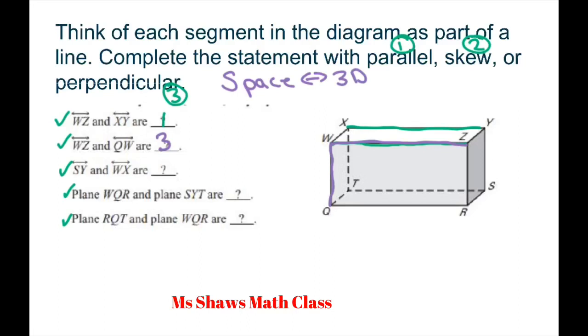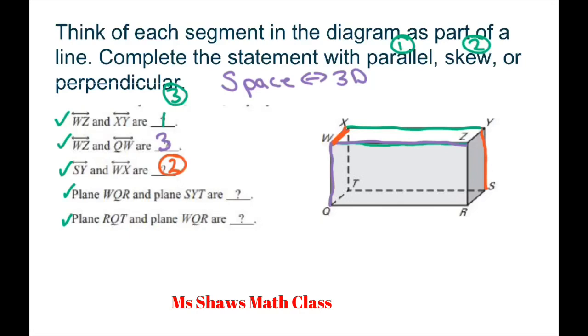SY and WX. Where's WX? Okay, those lines are skew because they will never intersect. So that would be 2. All right.